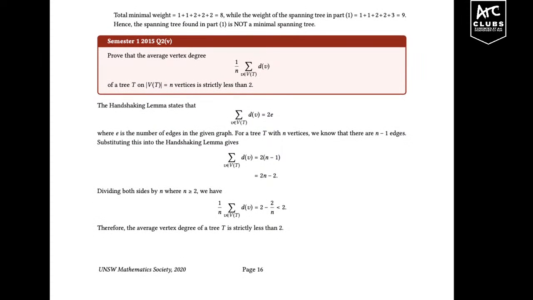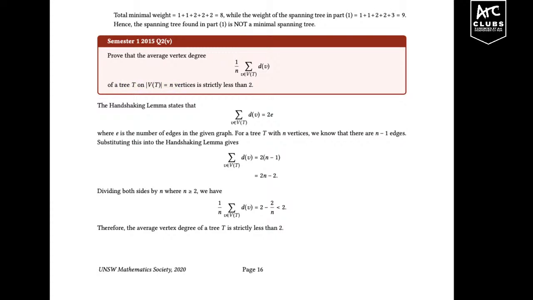To answer this question, we need something called the handshaking lemma. This handshaking lemma states that the sum of all the degrees of your vertices equals 2 times the number of edges. This is a pretty important lemma that you guys should remember, and it's pretty useful, as you can see in this case. Referring back to the question, my graph here is a tree.